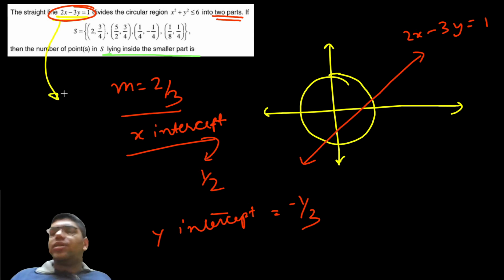So let us try to do it. So 2 and 3 by 4. So this is 9 by 16 and 4. So 4 plus 9 by 16. That is definitely less than 6. I'm sure. Okay. Next 5 by 2 and 3 by 4.